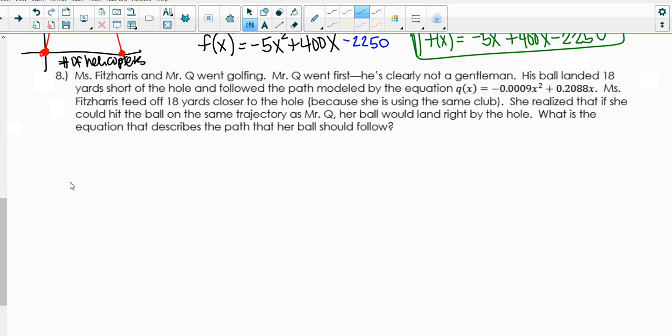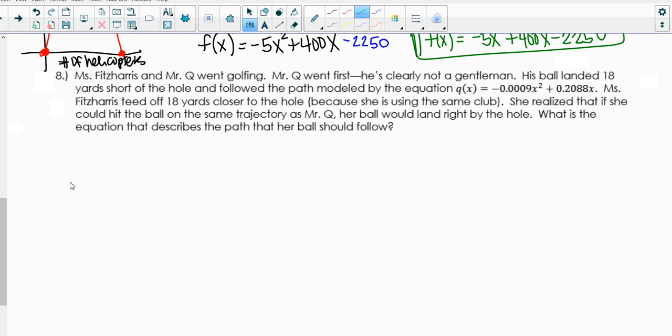Miss Fitzharris teed off 18 yards closer to the hole because she is using the same club, and clearly I have the same muscles that Mr. Quatman has. She realized that if she could hit the ball in the same trajectory as Mr. Q, her ball would land right by the hole. What is the equation that describes the path that her ball should follow?